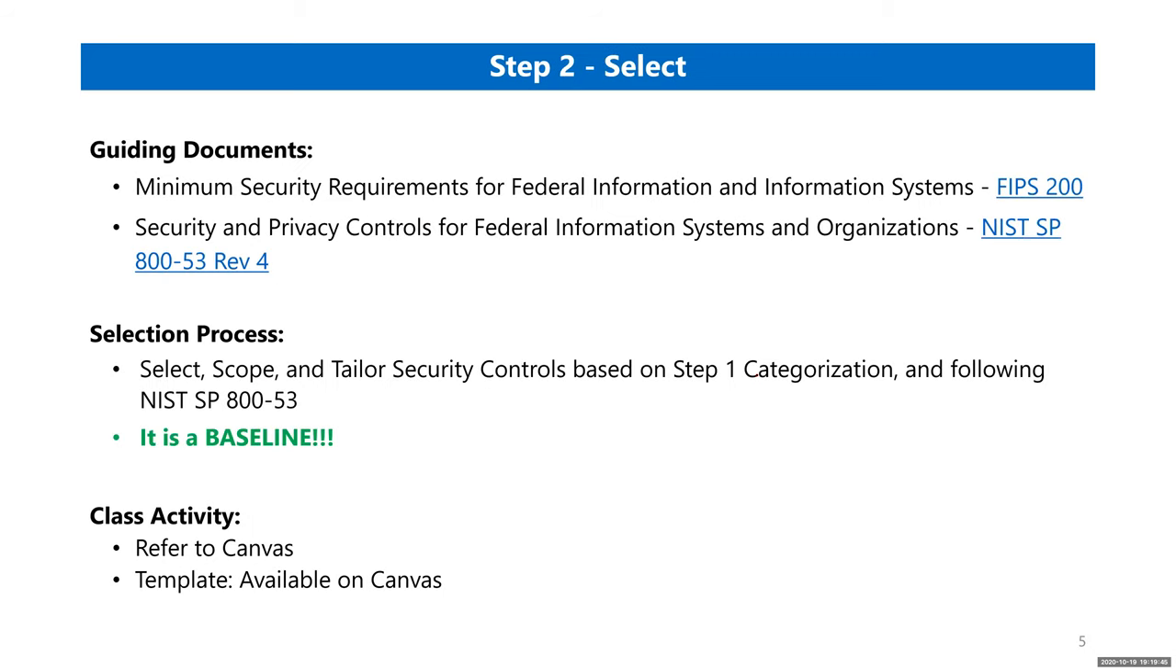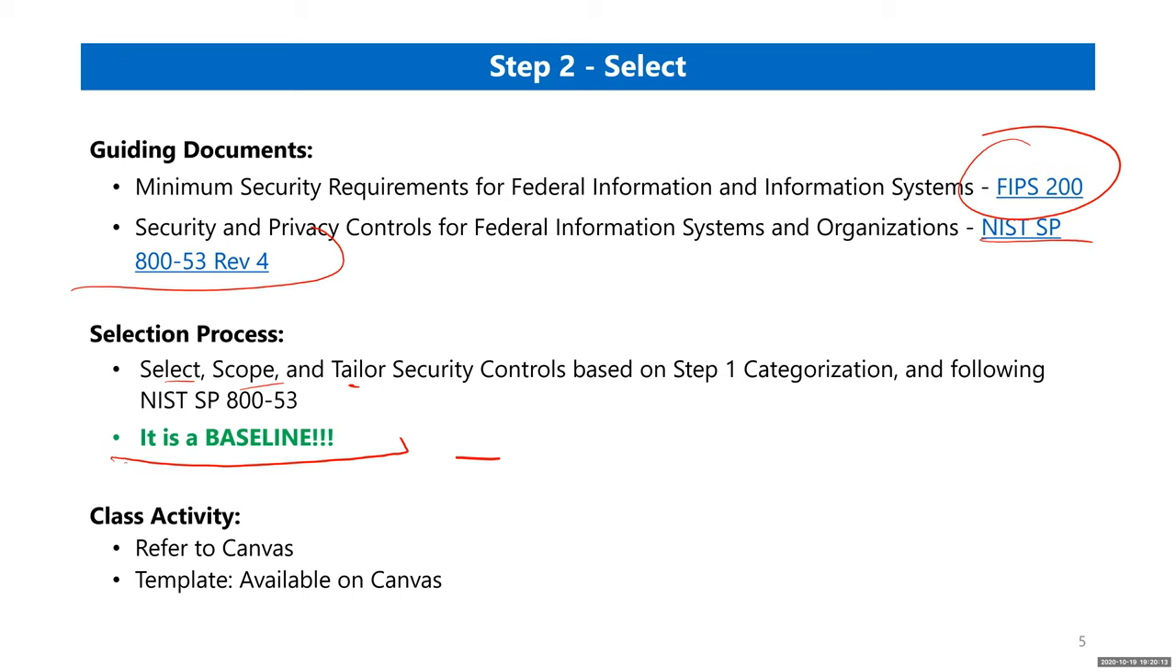By the way, I didn't touch upon this, but it's just the document that also outlined security requirements for information systems. And this provides the list of controls, right? Now in the selections, we talk about select, scope, and tailor security controls, right? I said it is a baseline. Everybody knows that. For the class activity, we will talk about it towards the end of the class.